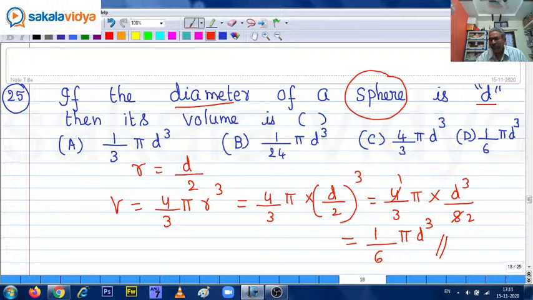So all of you check it now. You can check yourself. This is actually pi d cube by 6. This can be written as 1 by 6th of pi d cube. Yes, D is the right option.